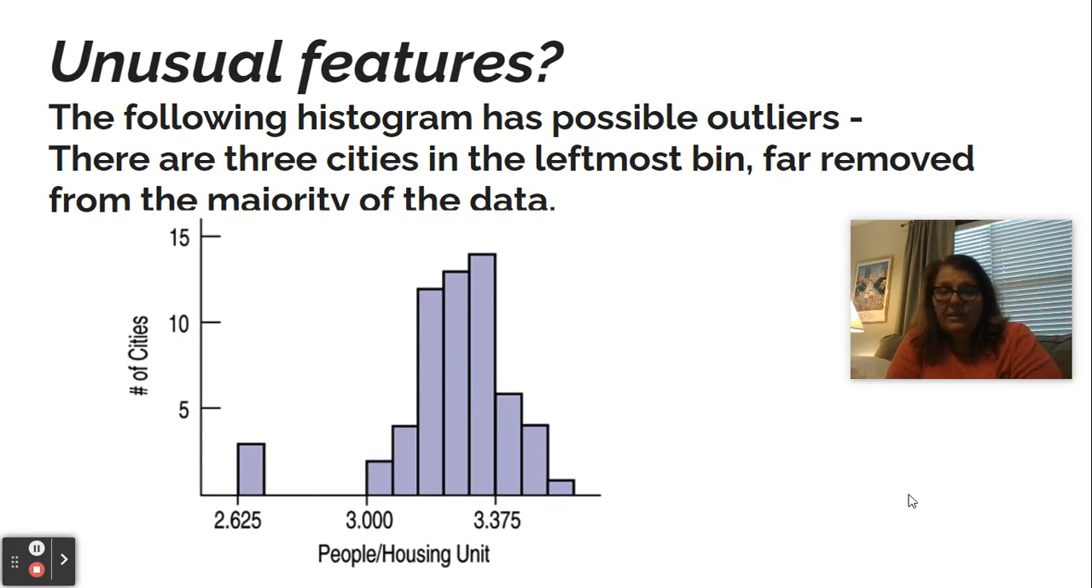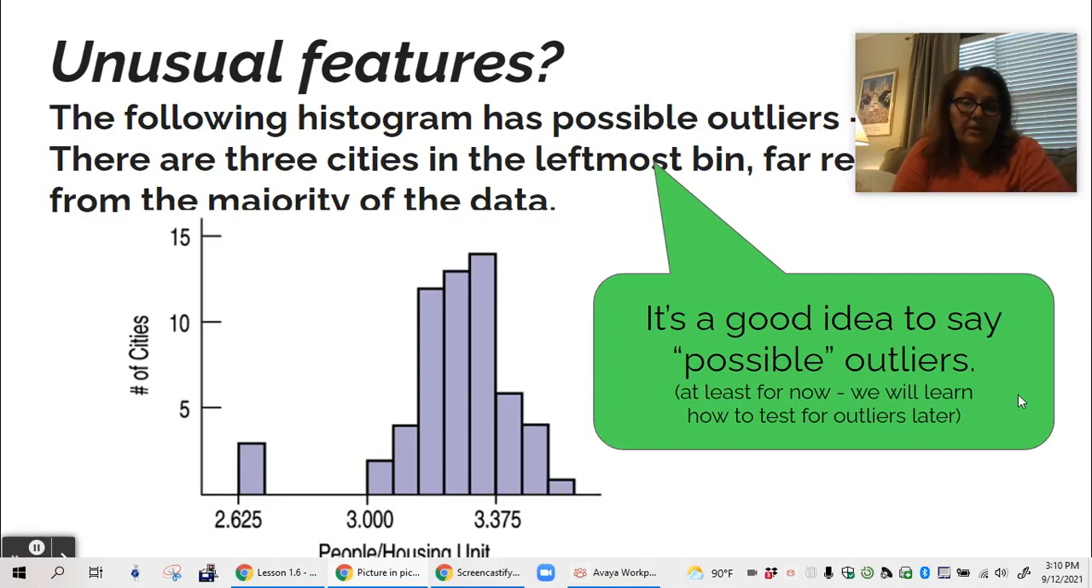So this one, as you can see, it has a gap. There's a big gap, and so it has what we refer to as possible outliers. There are 3 cities in the leftmost bound, far removed from the majority of the data. It's a good idea to say possible outliers because right now we don't know. We'll learn how to test later for outliers. But at this point, all you can say is that it's a possible outlier.